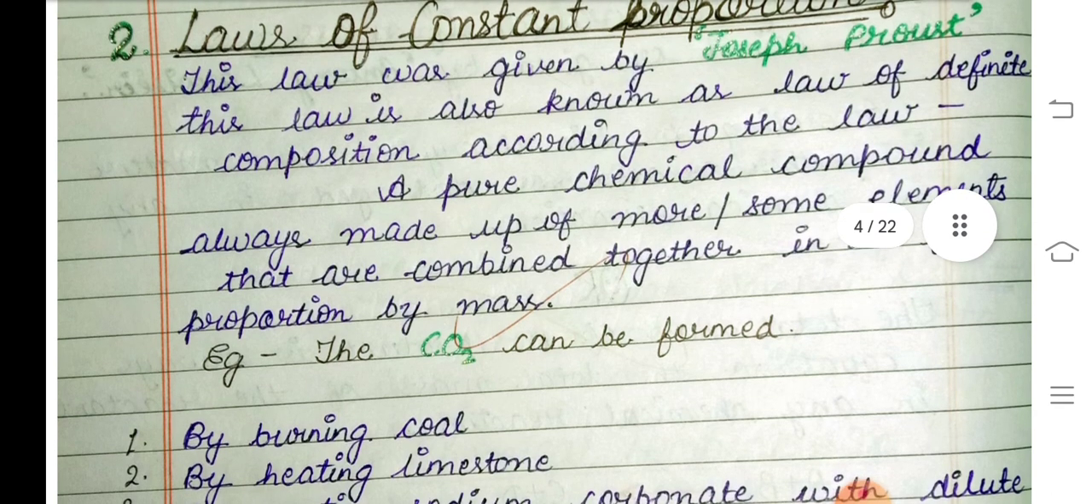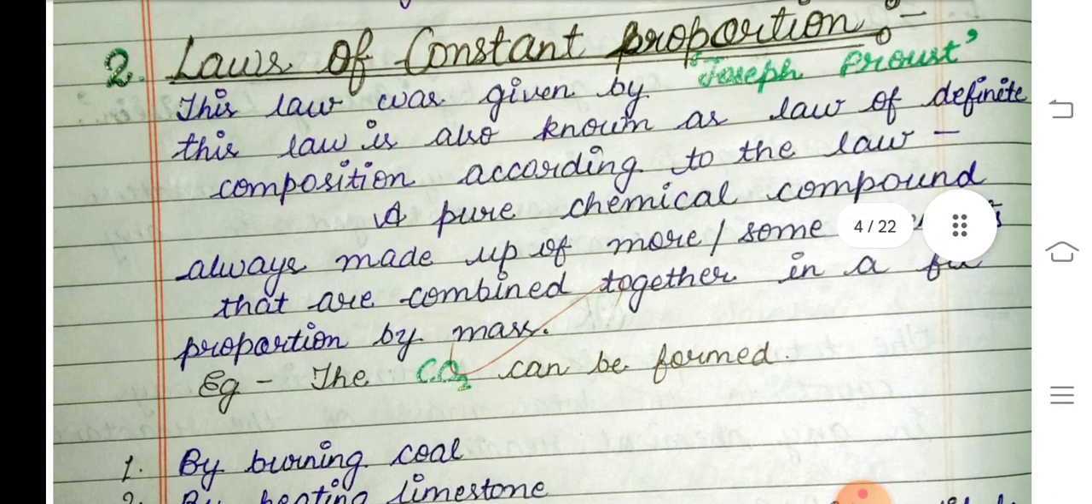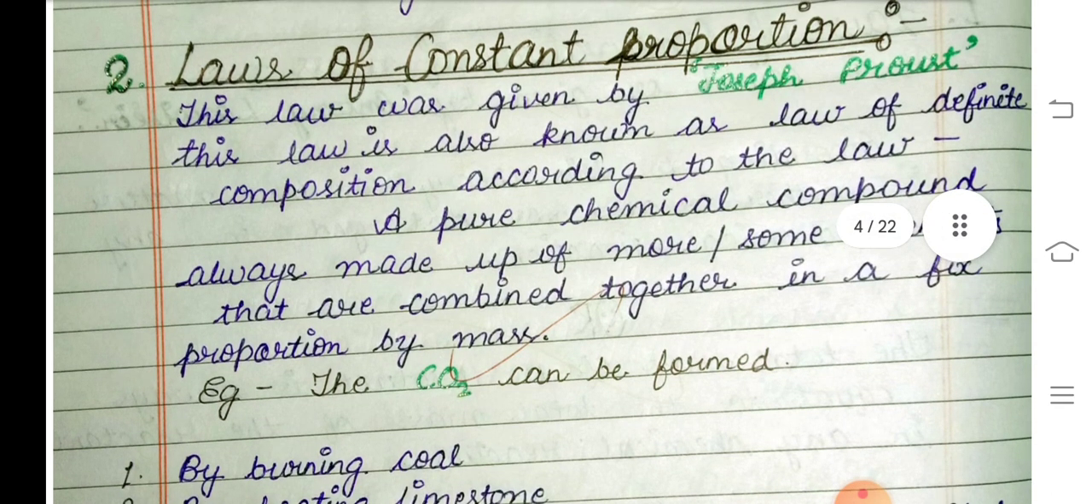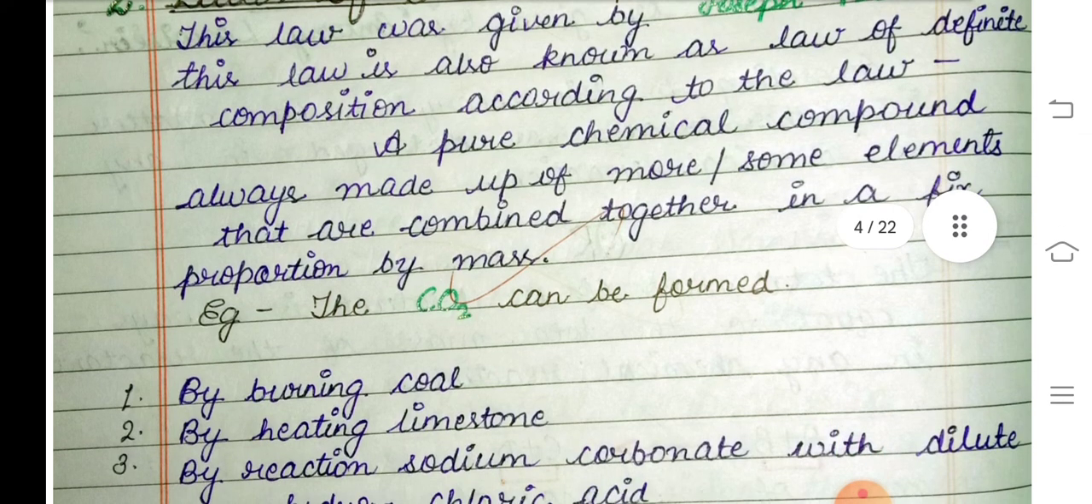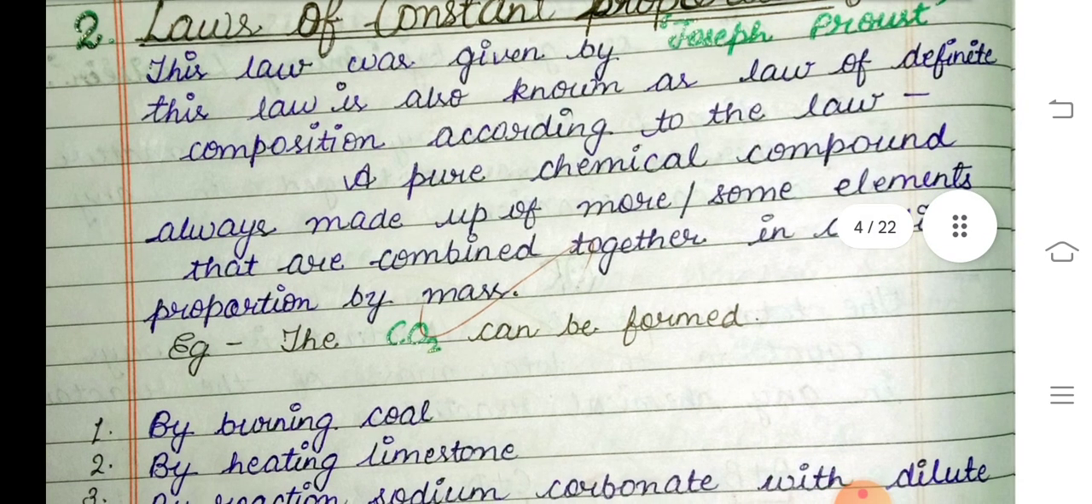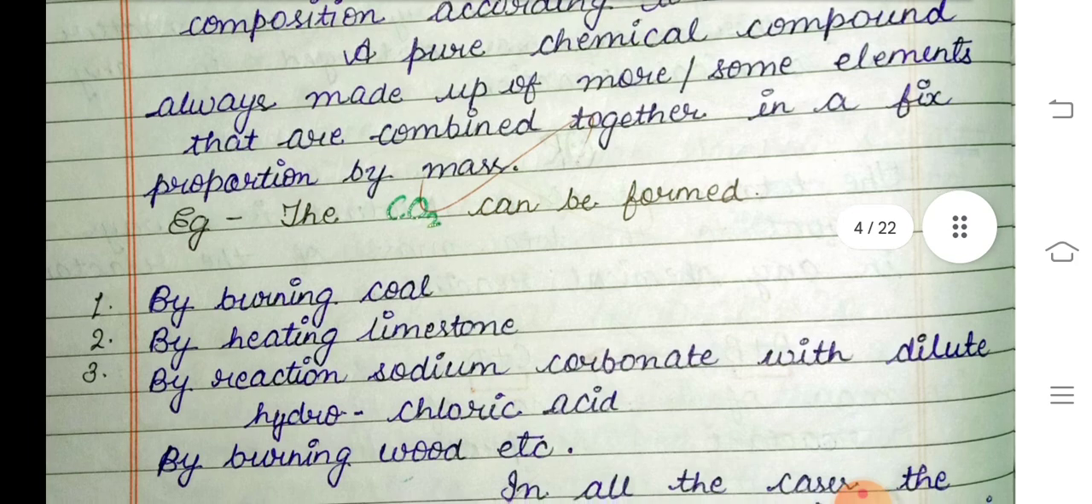Here is our second law, the law of constant proportion, which was given by Joseph Proust. Joseph Proust says that a pure chemical compound is always made up of the same elements that are combined together in a fixed proportion by mass. This law is also known as the law of definite composition.